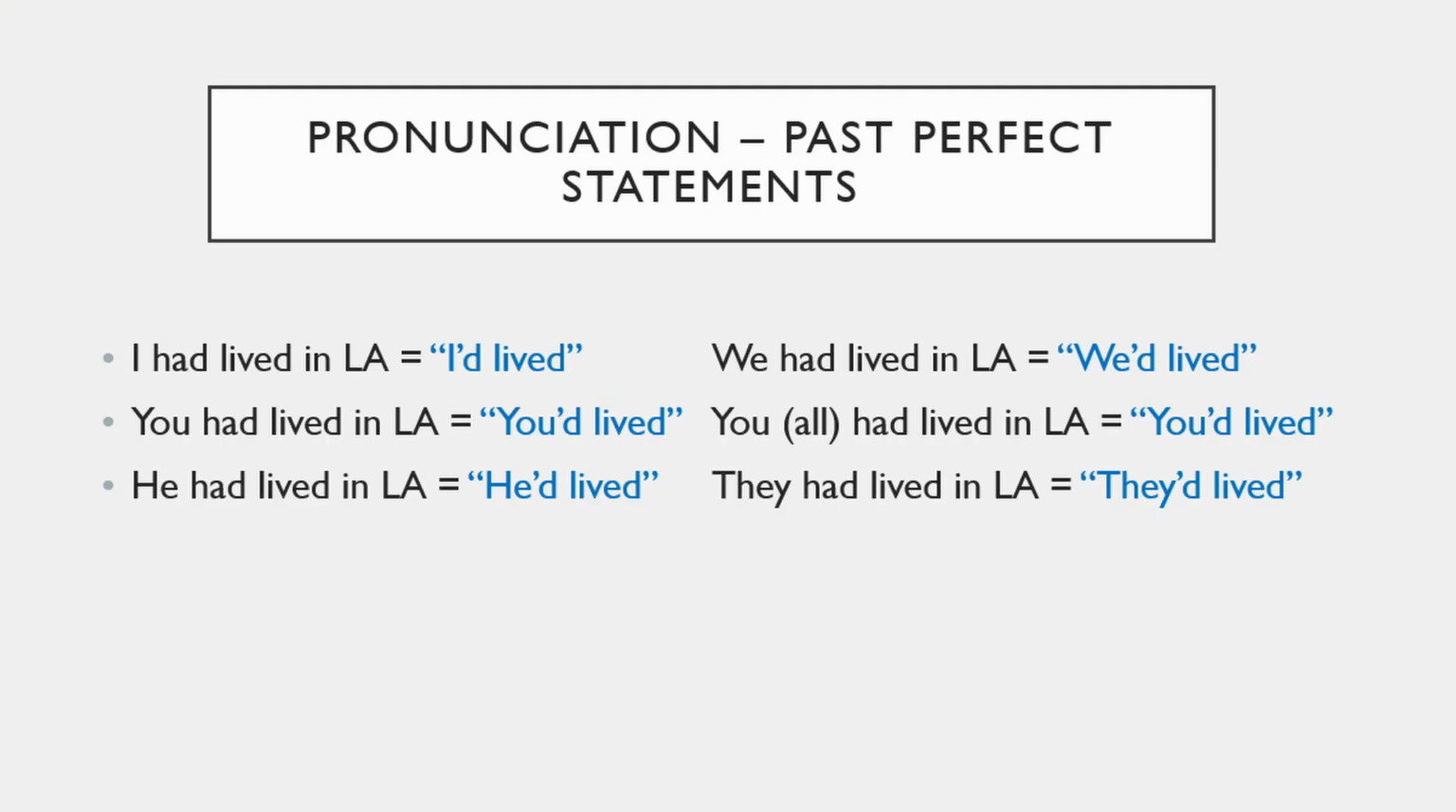All right, second person, you had lived, you'd lived. You hear that? Slight D, you'd lived. And third person, he'd lived, or she'd lived, okay? First person plural, we'd lived. Second person plural, you guys, you'd lived. And third person plural, they'd lived. Okay, it's a slight D emphasis there, okay? So that's pronunciation for your statements.